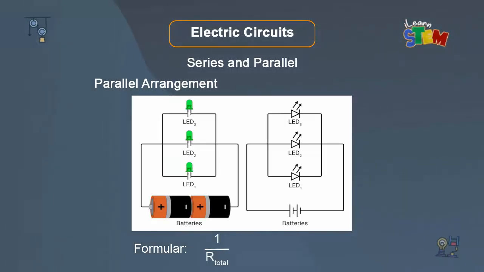In other words, R total equals 1 divided by the sum of 1 over R1, 1 over R2, 1 over R3, and so on. Think of it this way: adding more lanes to a road lets traffic move more freely. In the same way, adding more paths in a parallel circuit makes it easier for current to flow. So, in a parallel circuit, adding more resistors decreases the overall resistance.